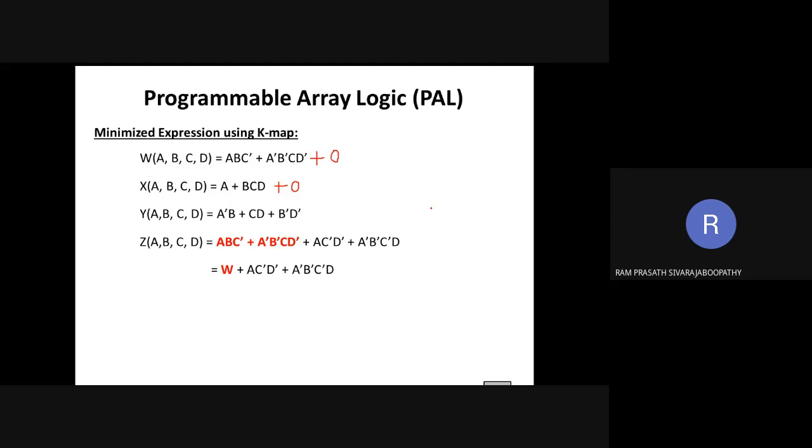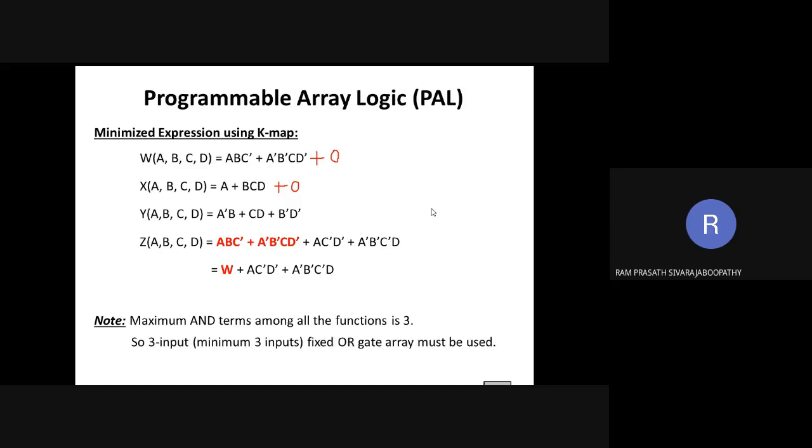Fine. For this problem, the AND array is programmable, the OR array is fixed. How is it fixed? The maximum number of AND terms among all the functions is 3. So 3-input fixed OR gates must be used. Many OR gates must be there in the array, but each must have only 3 inputs. Is it clear for everyone? Yes or no?